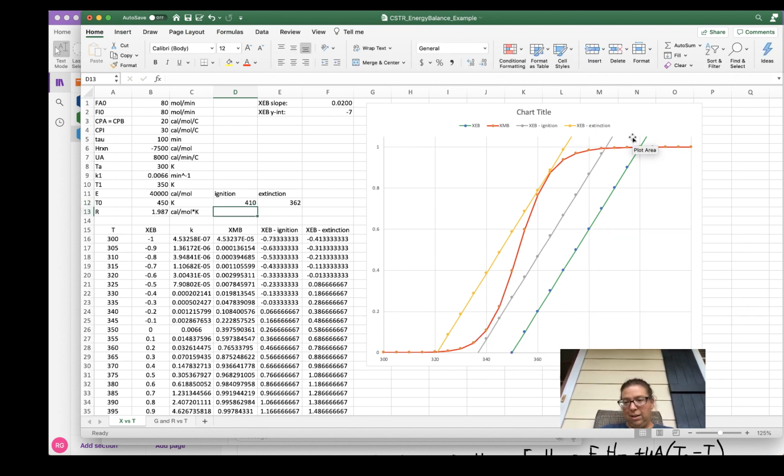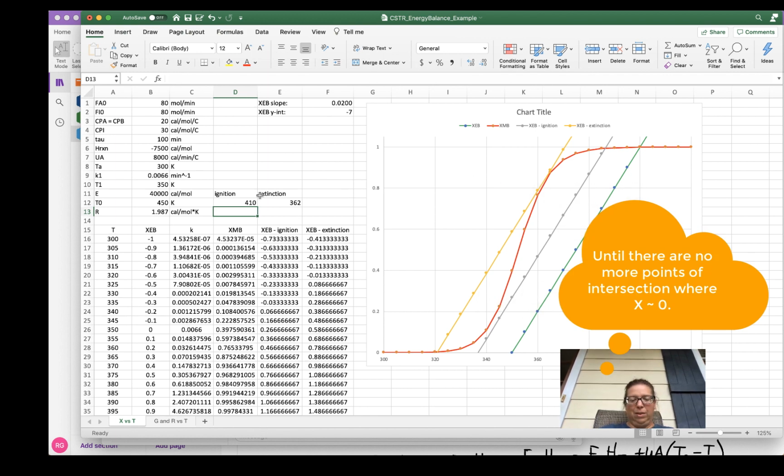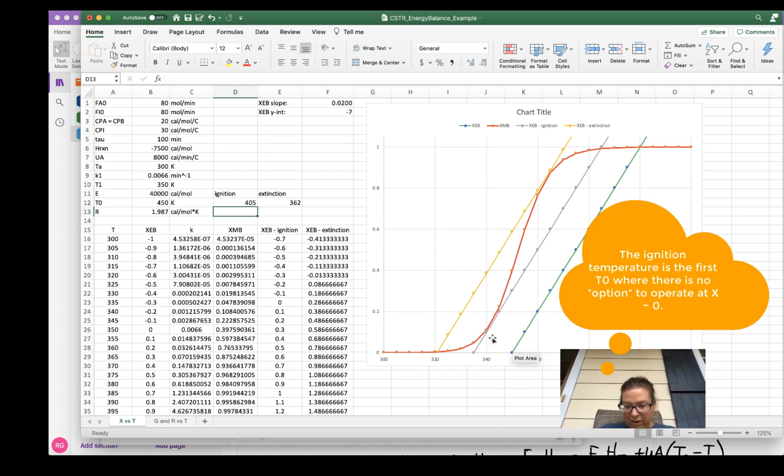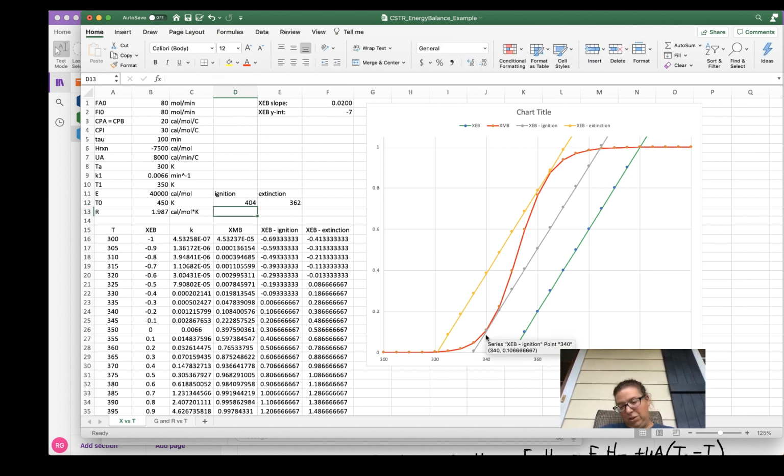I go to 410, and yeah, now I'm operating at the high steady state, but I need to back off the temperature a little bit because the ignition temperature isn't that high. So back it down to 405. Now I'm pretty close, and then I backed it down to 404 because now I'm pretty sure I'm tangential there. So somewhere 404, 405, that's going to be the first point where I land on this high conversion. So that's my ignition temperature.